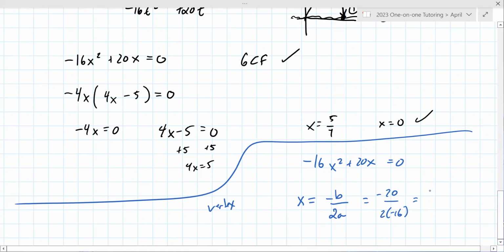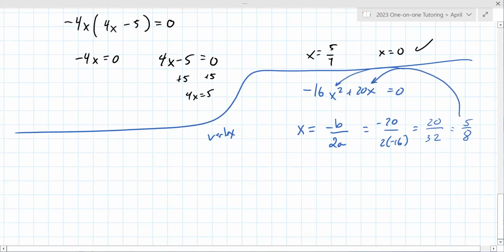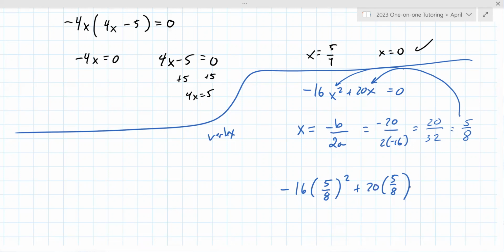Yeah, so whatever this becomes, you can go to a calculator if you need to. But we have to use the X value back in the original equation. So you have to take this number here, which is 5/8, and put it back in for X. Okay, so using a TI 83, 84? I got Desmos. Yeah, Desmos, even better. Minus 16, you can put 5 over 8 in parentheses and square it, plus 20 times 5 over 8. If you enter it exactly the way it's written, Desmos knows how to calculate it for you. It's very intuitive to use.